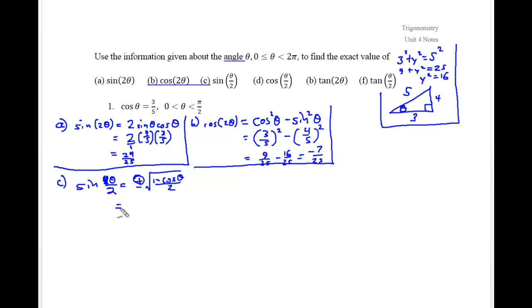So this means that we're going to have the square root of 1 minus 3/5 divided by 2. And using our calculator technology, or just the idea of getting a common denominator in the numerator, 5/5 minus 3/5 is 2/5.